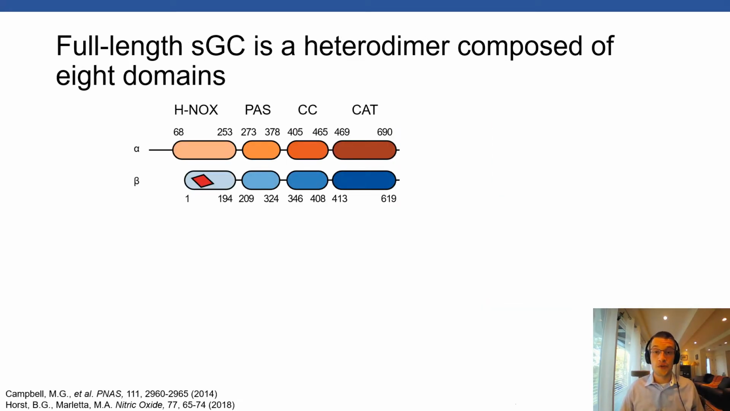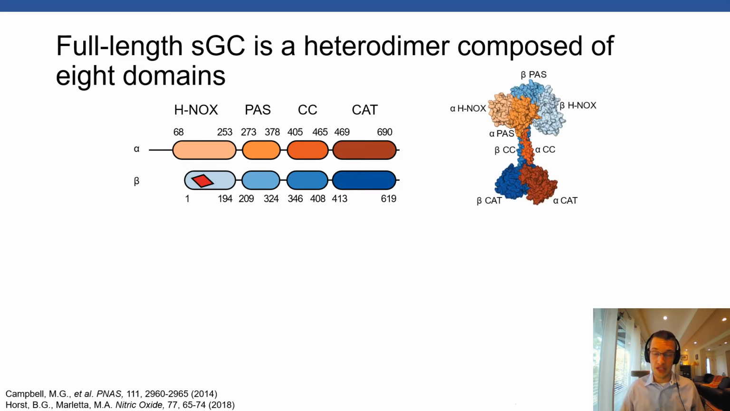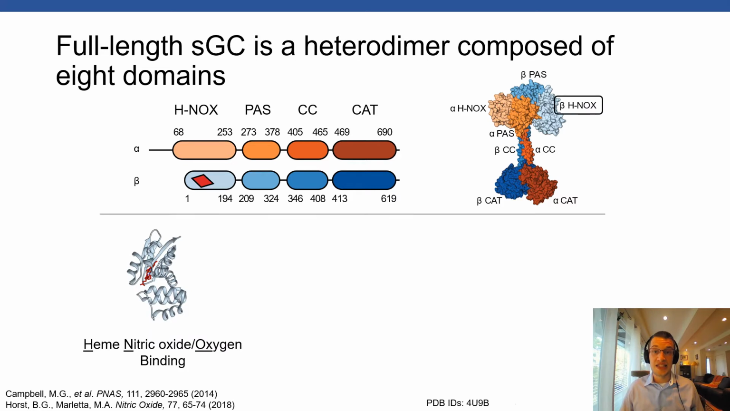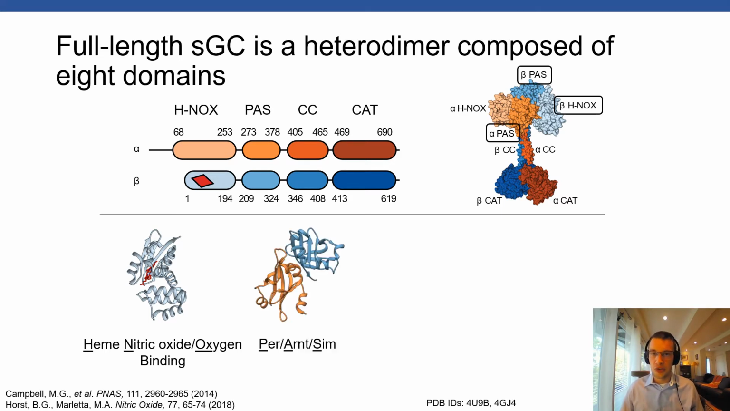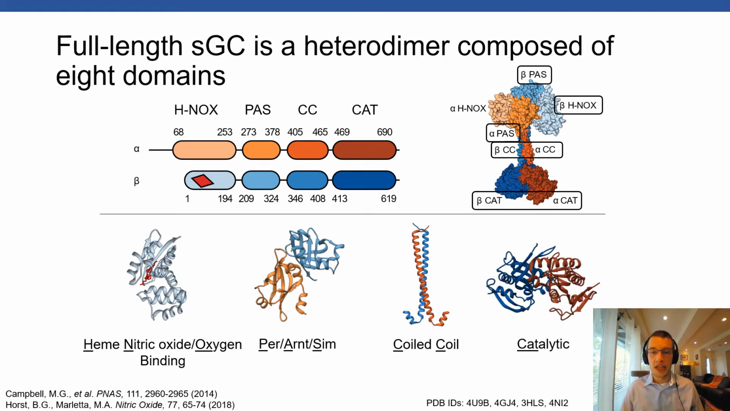I want to introduce the different domains of SGC. SGC is a heterodimer composed of an alpha and beta subunit. Each subunit is divided into 4 different subdomains. At the N-terminus, the first is the HNOx domain, or the heme, nitric oxide, and oxygen binding domain. In SGC, only the beta HNOx is competent to bind the heme cofactor, and this is where the first nitric oxide molecule binds. Next, we have 2 sets of dimerization domains. First is the Per-Arnt-Sim or PAS-like domains. Next come the coiled coil domains. Finally, at the C-terminus, we have the catalytic domains, which are responsible for cyclizing GTP into cyclic GMP.